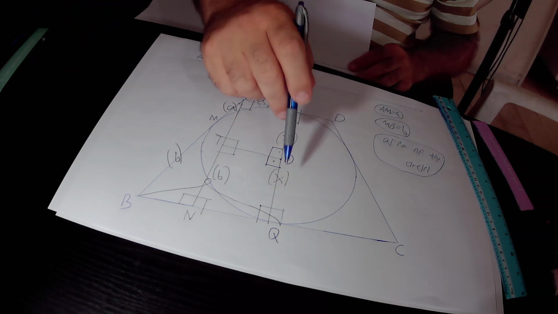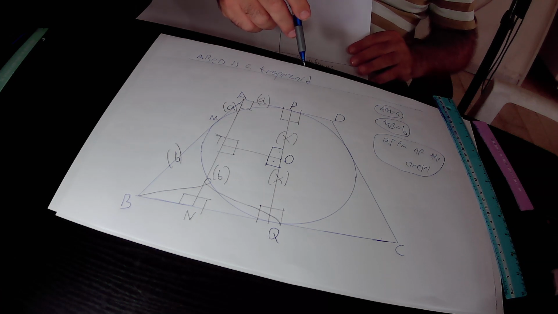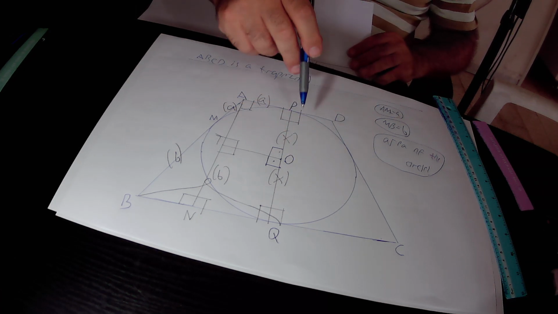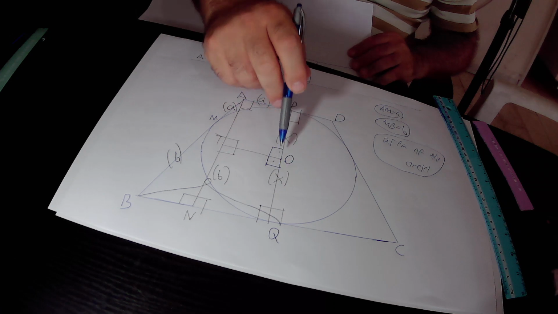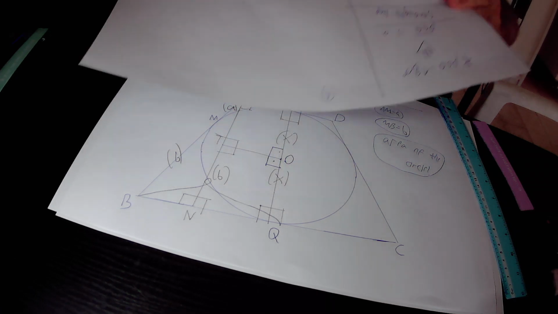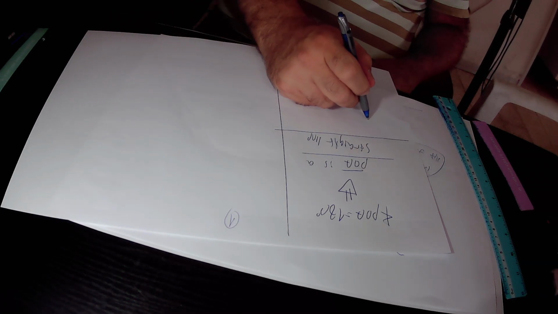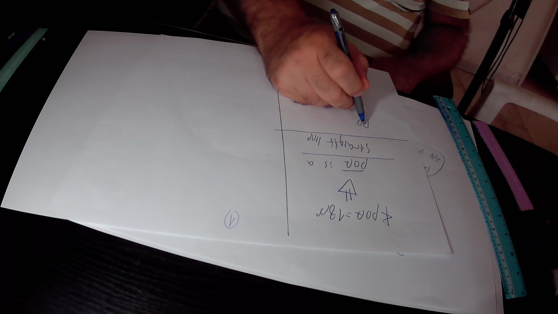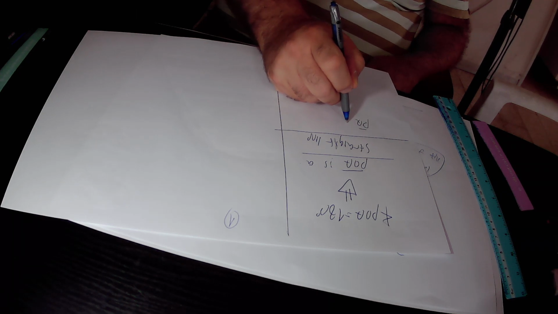If POQ, this line segment, is a straight line, PQ is also a straight line. Again, PQ must also be a straight line.